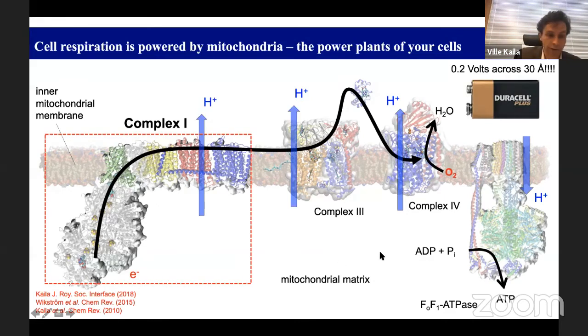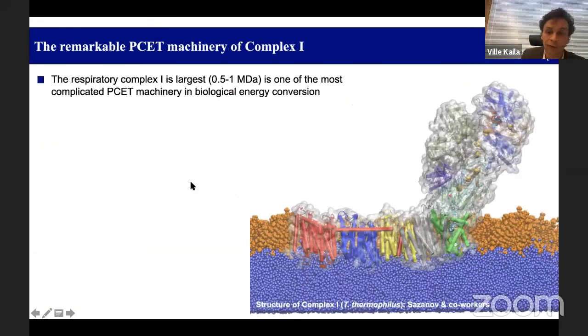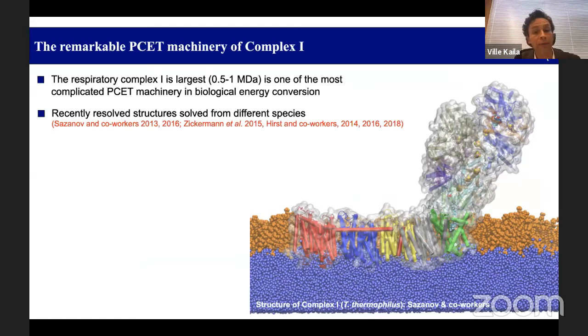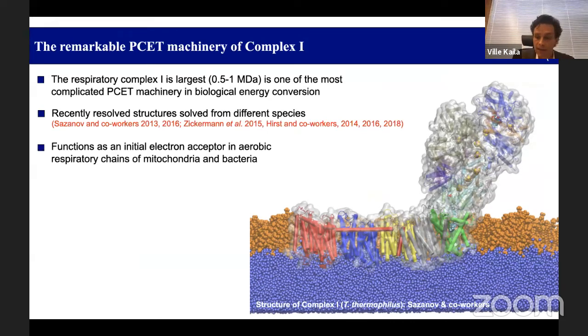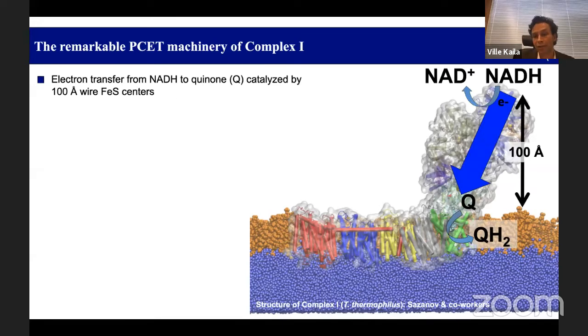And let's now focus on this first initial member of the chain. It's called complex 1, and it's a very big enzyme, a PCET machinery, a proton coupled electron transfer machinery. It is up to 1 megadalton in us humans, and we now have structures of this molecule from several groups solved in recent years. And it then functions as an initial electron acceptor in this respiratory chain of both mitochondria and bacteria, and it transfers electrons first from a general cofactor, NADH.